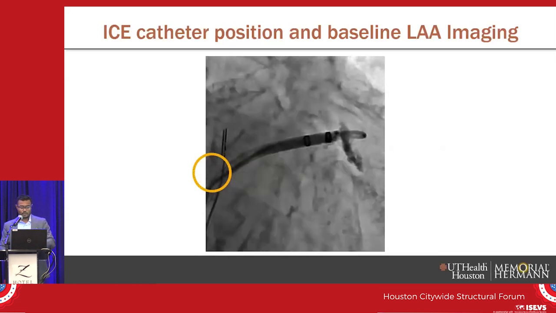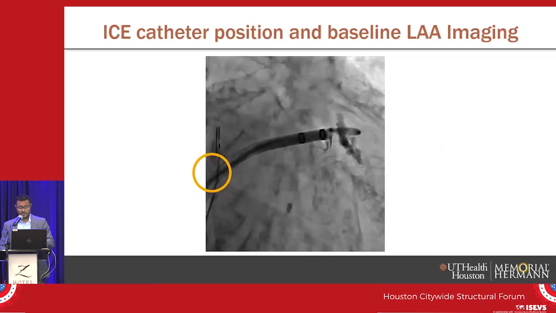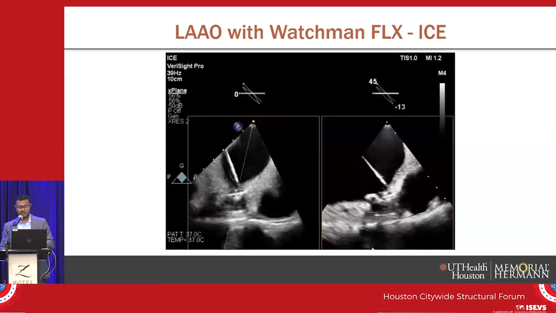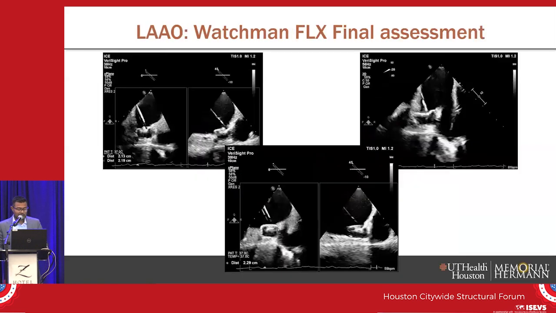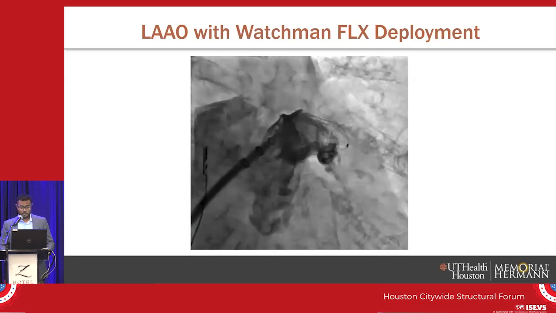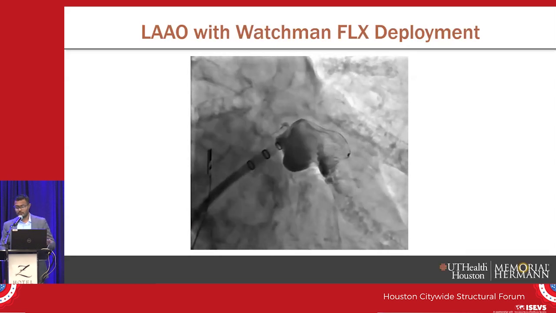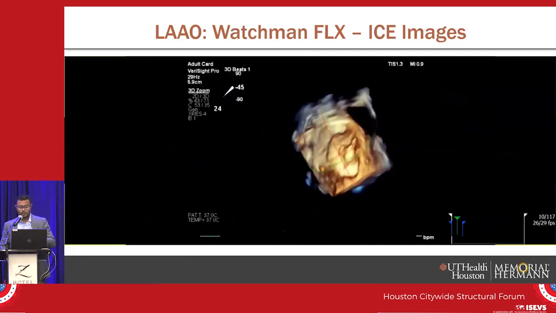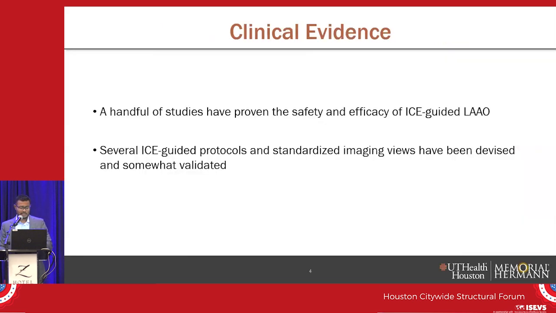From this point on it is predominantly ICE-based LAAO. You take your pictures, and you see the ICE and the Watchman sheath going through the same transseptal puncture. You deploy the device under ICE. The images look very identical, probably better than the TE images because you're looking right at it. Then you do your regular assessment and release the device. You don't need TE for any of that; you can do all of this under ICE. These are the images post-deployment. You can use whichever angle or cropping type you need. You can crop it, measure it, and then go forward with that.